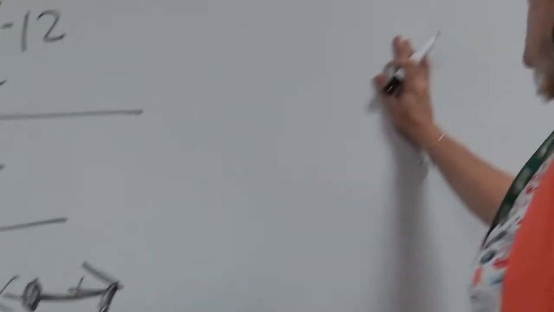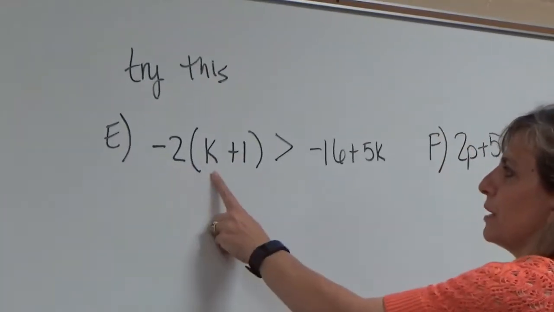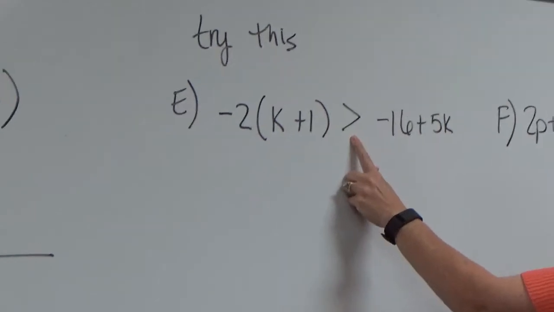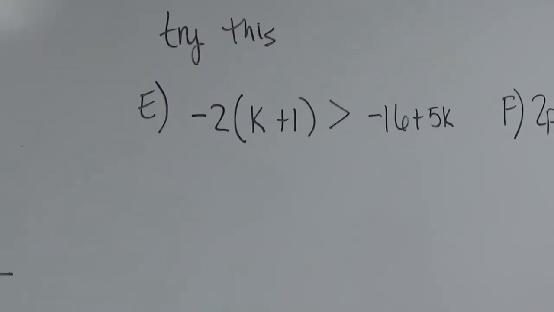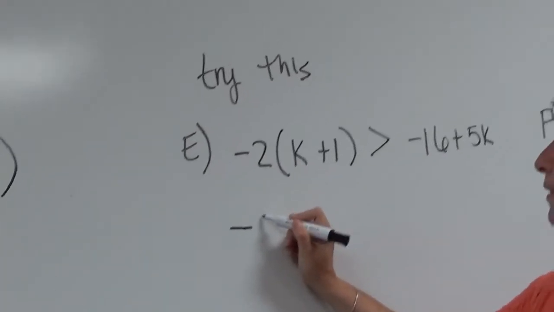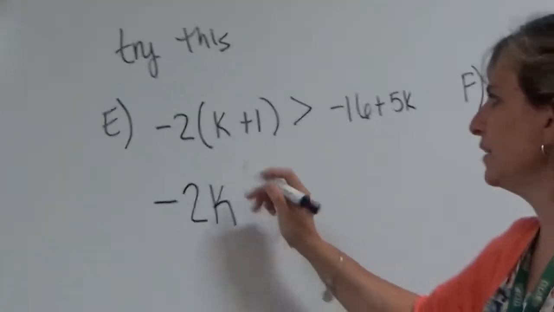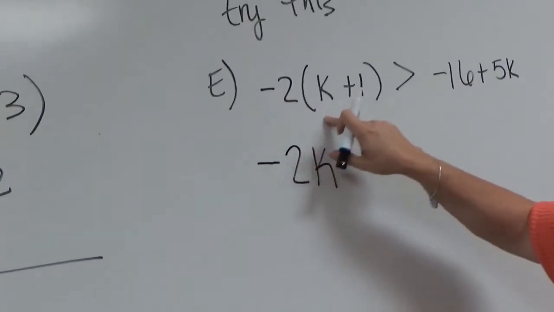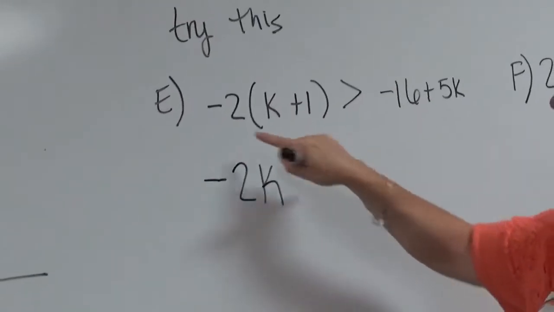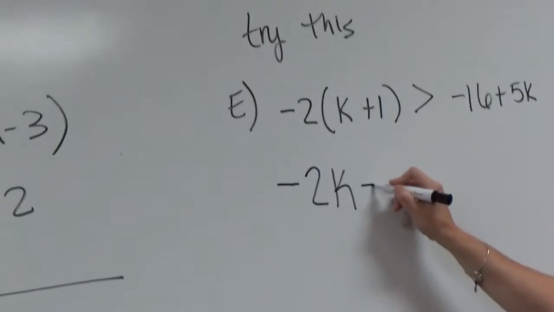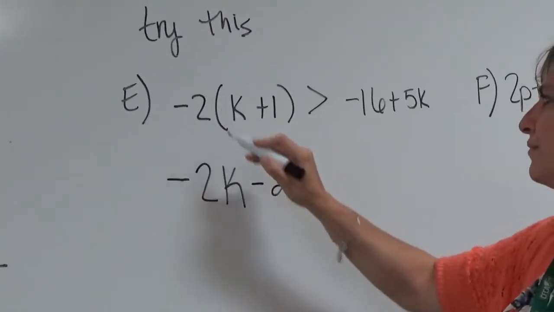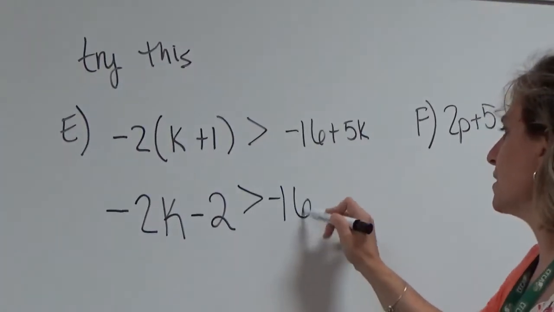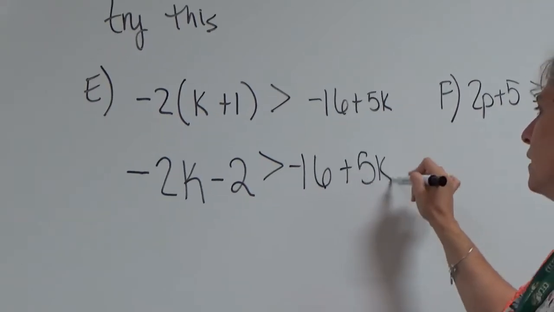All right, try this. Negative 2 times k plus 1 is greater than negative 16 plus 5k. Go ahead and try that. Okay, so let's see if you got it right. Now I have to distribute the negative and the 2. So negative 2 times k is negative 2k. Negative 2 times 1 is negative 2. So when you're distributing the negative, make sure it goes everywhere. Is greater than or equal to negative 16 plus 5k.